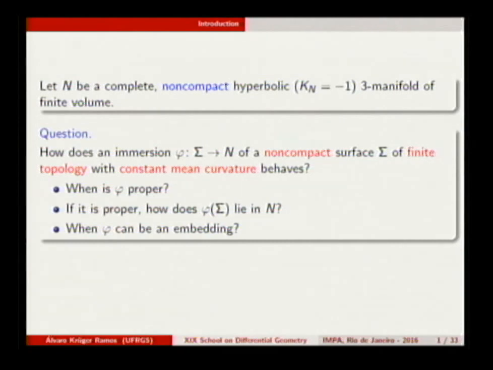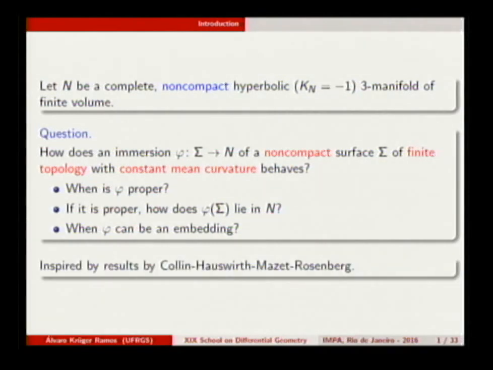For instance, when is this immersion proper? And if it is proper, how does it go inside N? How is this immersion related with the geometry of the ambient space? And when can phi be an embedding? The results I present here are inspired by works of Colin, Hauswirth, Mazet, and Rosenberg, which recently started studying minimal surfaces in hyperbolic 3-manifolds. So it's a natural next step to understand how the constant mean curvature case works. So this is what I want to tell you today.